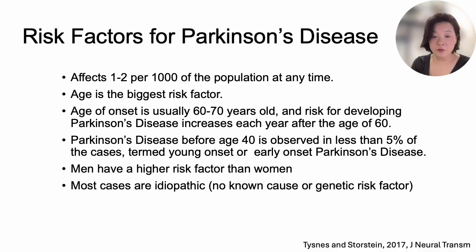Parkinson's disease before the age of 40 is observed in less than 5% of the cases, and this is termed young onset or early onset Parkinson's disease, and genetic factors often play a much larger role in this type of Parkinson's disease than the normal type. Also, men have a higher risk factor for developing Parkinson's disease than women, and most cases are idiopathic, which means that there's no known cause and no prior genetic risk factor.